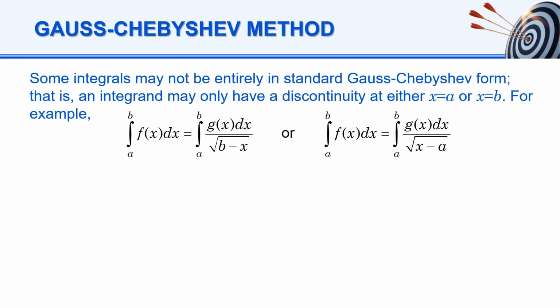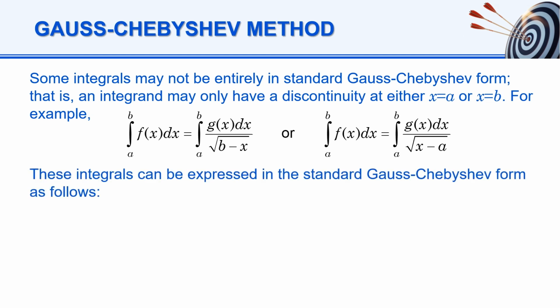Some integrals may not be entirely in standard Gauss-Chebyshev form. That is, an integrand may only have a discontinuity at either x equals a or x equals b. For example, these integrals can be expressed in the standard Gauss-Chebyshev form as follows.